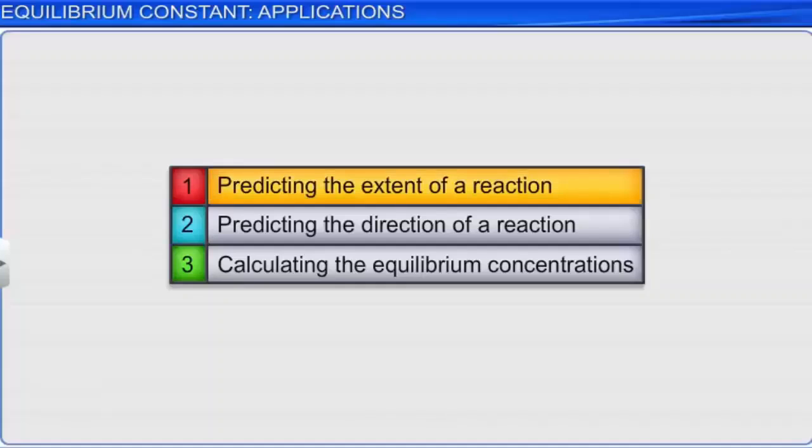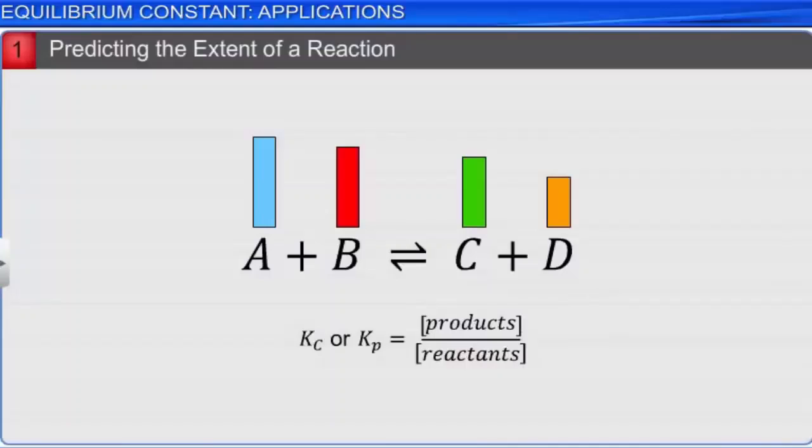Predicting the extent of a reaction. The magnitude of the equilibrium constant provides a useful indication of the extent of a chemical reaction. You have seen that the equilibrium constant for a reversible reaction is equal to the product of the concentrations of the products raised to their respective stoichiometric coefficients divided by the product of the concentrations of the reactants raised to their respective stoichiometric coefficients.